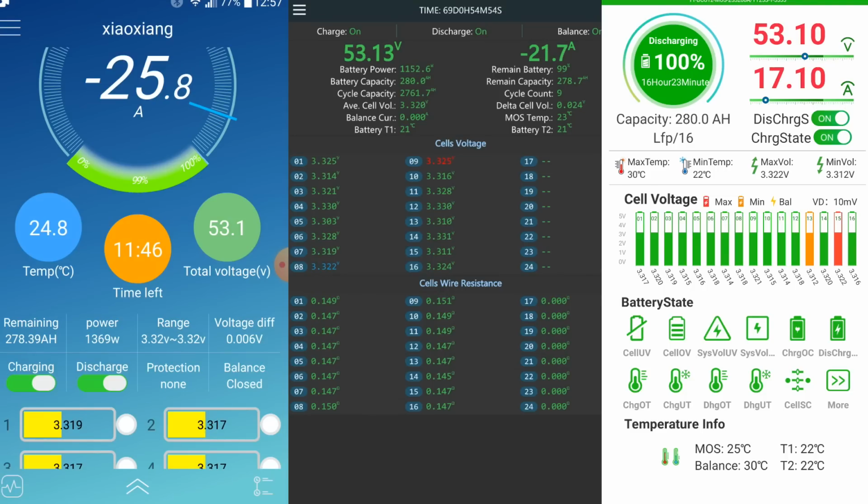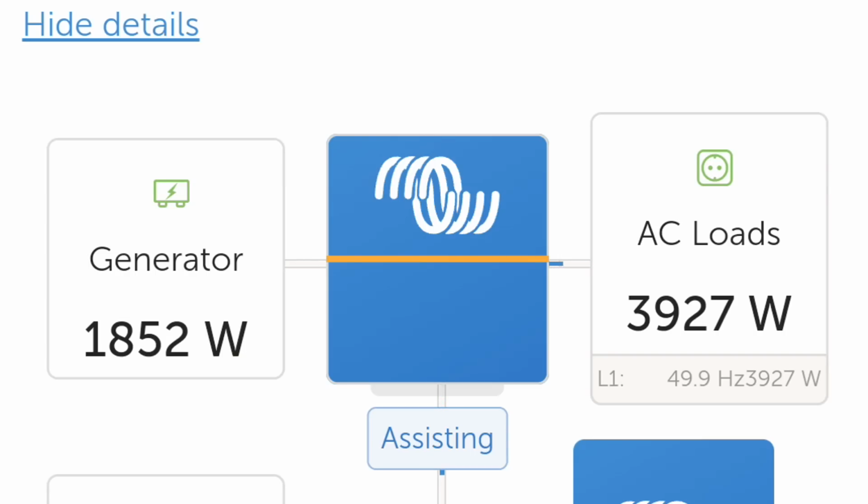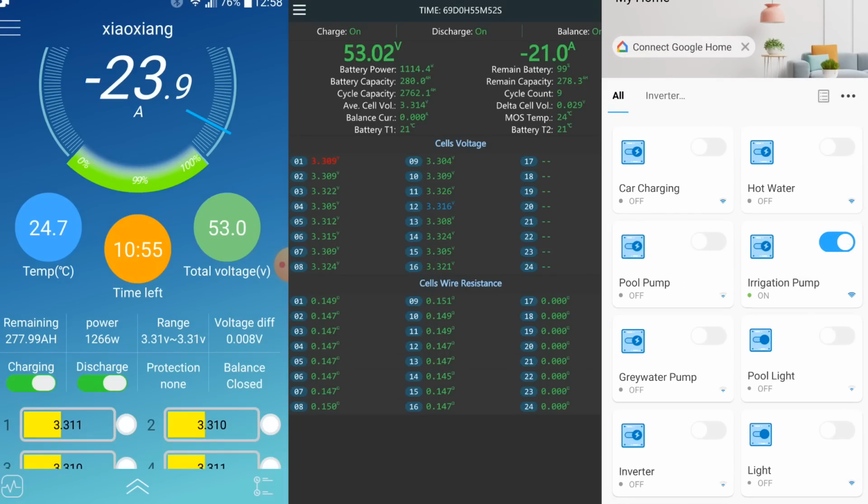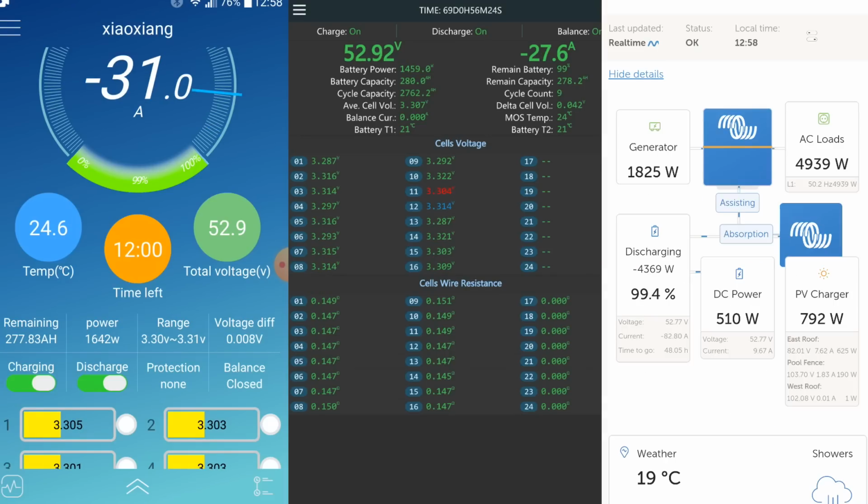Okay, let's fire up some more load. So the generator at the top left is my 3 kilowatt inverter, which feeds the Multiplus on the right, the AC loads. This is how the whole system is set up. And let's turn on the pool pump as well. And now we are delivering 5 kilowatts.